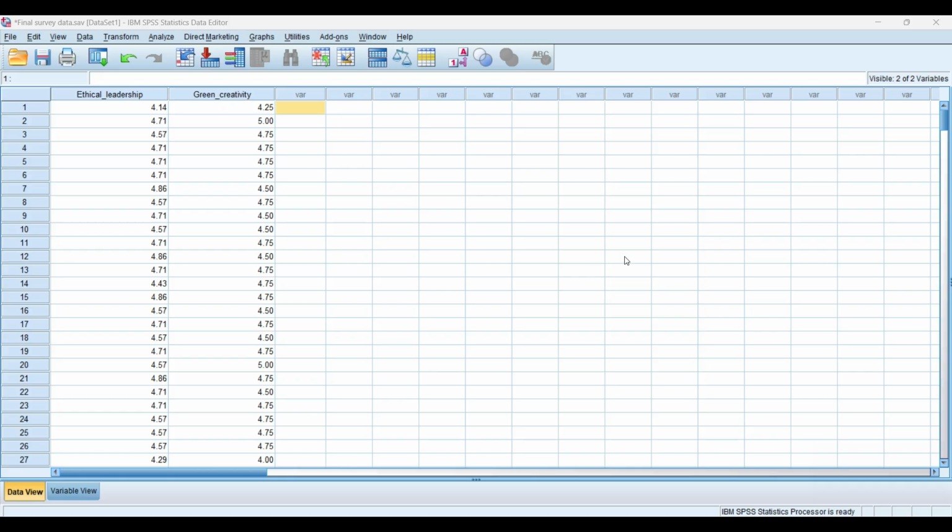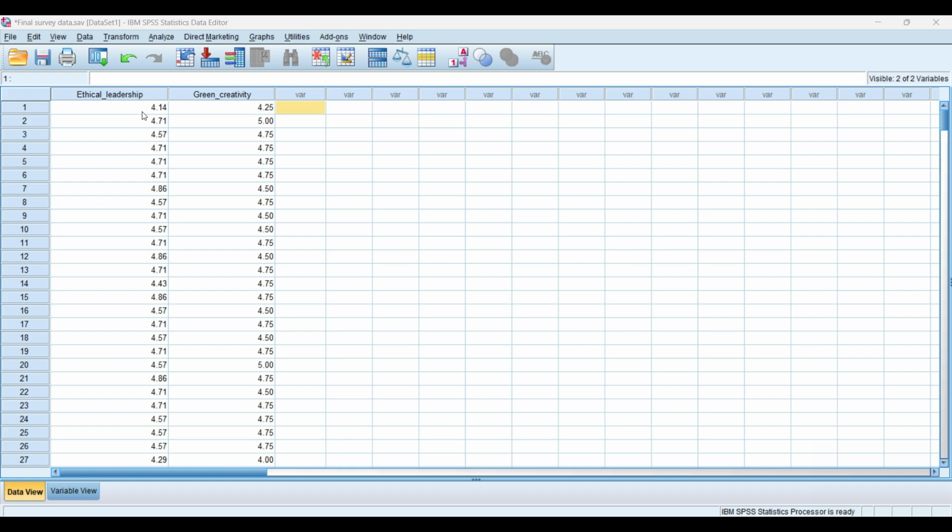In this video, I will explain how to identify heteroscedasticity in a dataset in SPSS. Heteroscedasticity occurs when the variance of regression residuals is not constant across different levels of the predicted value. It can produce unreliable standard errors, confidence intervals, and significance tests.